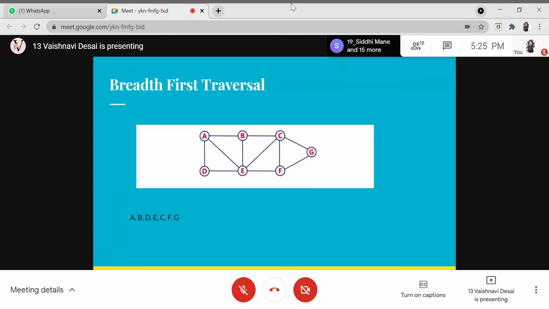Then we go to F. F is connected to E, C, and G, but all of them are visited. Finally, we go to G, and G also, all the nodes are visited. So we end our traversal there. So those are the breadth and depth first traversals of a graph.